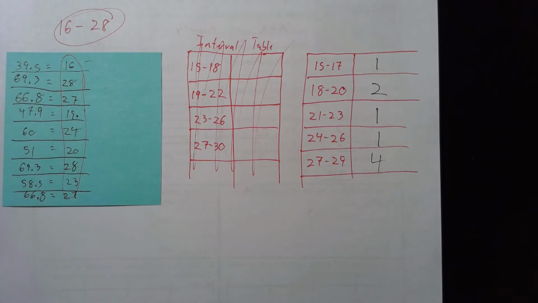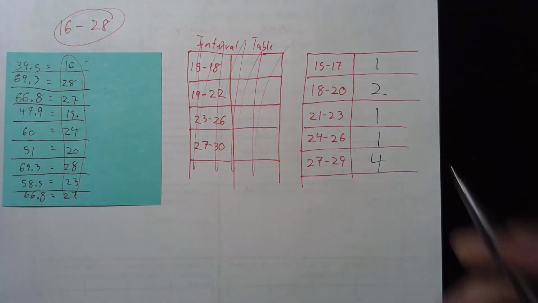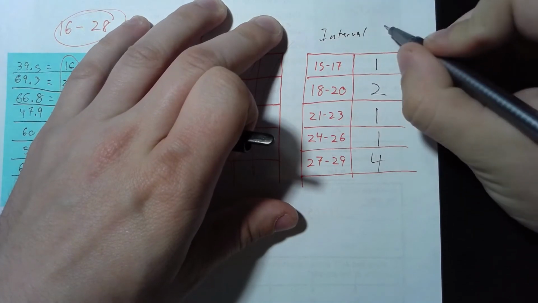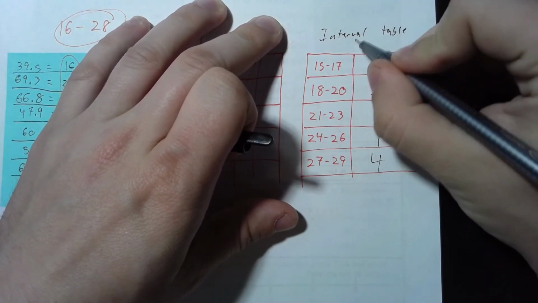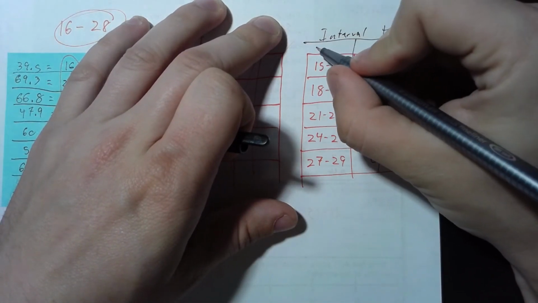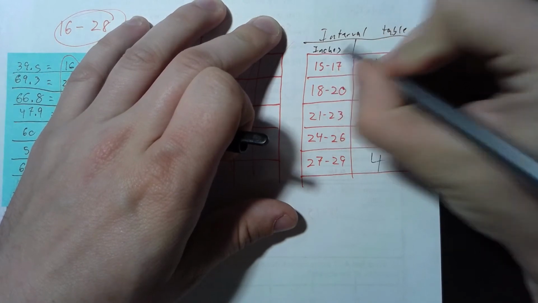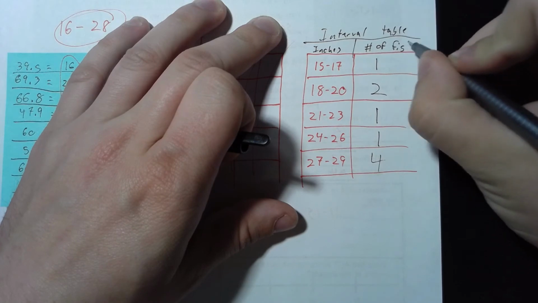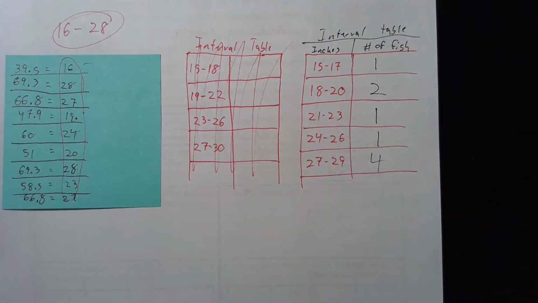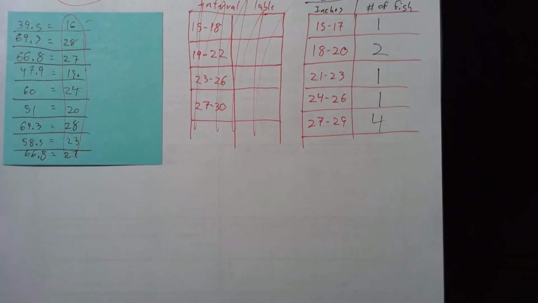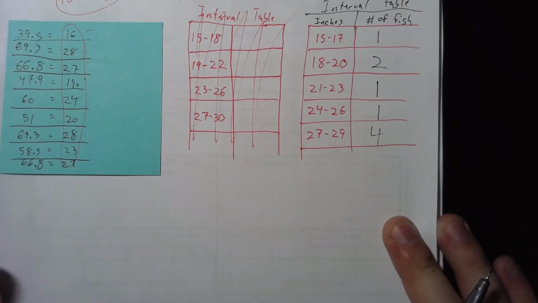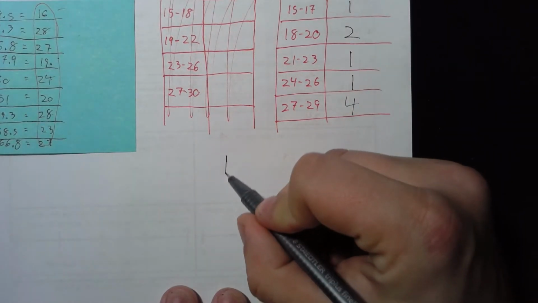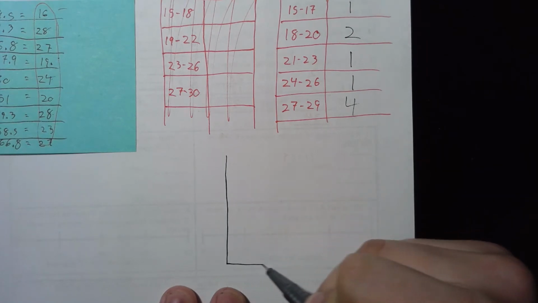Goodness. So, this is our interval table. And we should really label this. This would be inches, and this would be number of fish. Now we're going to make our histogram. We're going to start by just drawing an X and Y axis. We're just going to draw a regular 1 quadrant graph, like so.